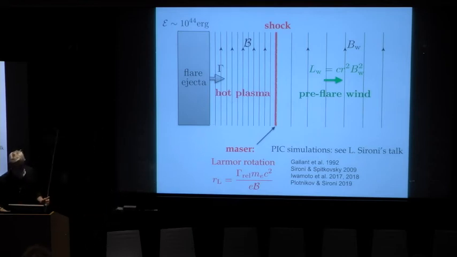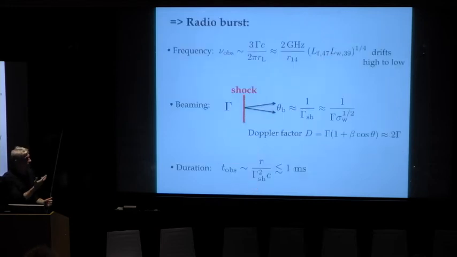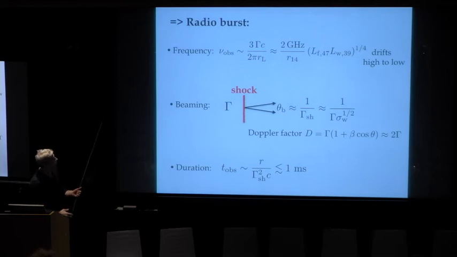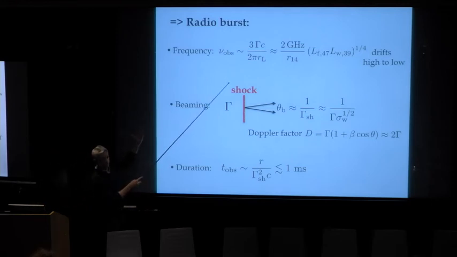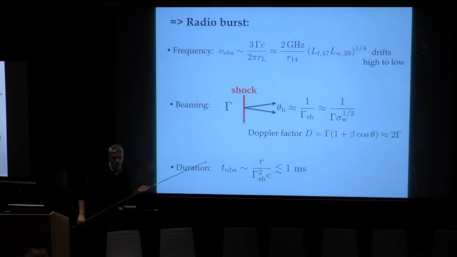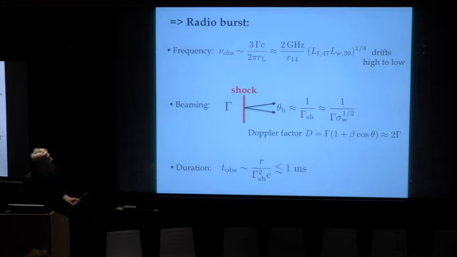So this mechanism has been known for a while, and now there are 3D simulations that show rather convincingly that it does work. From these simulations and from analytical estimates, you know what the observed frequency of this maser emission should be. It's given by this formula. It's in the gigahertz range at the radius of 10^14 centimeters.